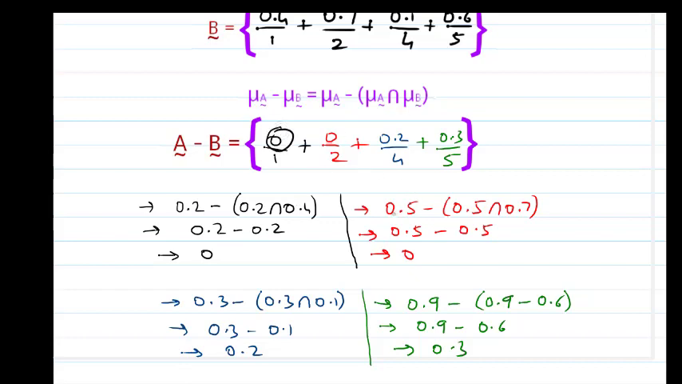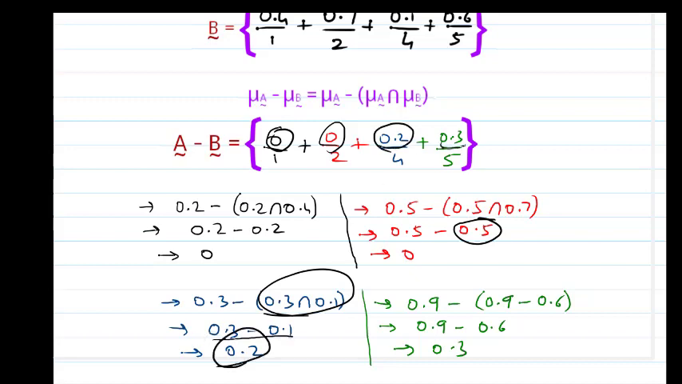Then in the next case, 0.5 is mu A minus mu A intersection mu B. In intersection we get 0.5, and 0.5 minus 0.5 is 0, so we get 0 here. In the third case we get 0.3 as mu A minus mu A intersection mu B. Out of this we get 0.1, and 0.3 minus 0.1 is 0.2, so we get 0.2 here. Similarly, in the last we get 0.3. I have colored it so that these are related.